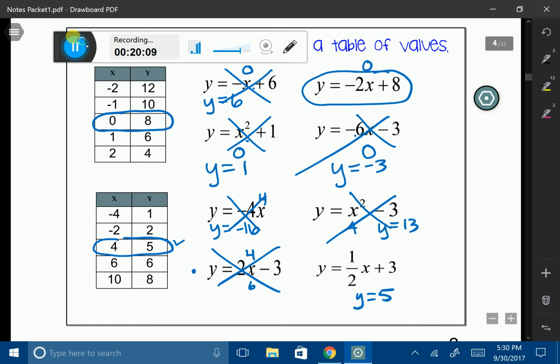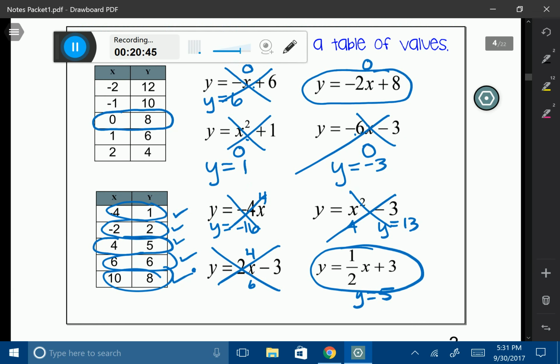Now, let's check another value. Let's check -2 and 2. So 1/2 of -2, that's going to give me -1. And if I add 3 to that, that's also going to give me 2. So that point works as well. -4, well, 1/2 of -4, that's going to be -2, plus 3 is going to give me 1, so that value works as well. You can see where we're going with this. Let's do the 6 and 6. 1/2 of 6 is 3, plus 3 is 6, that works. And the last one, 1/2 of 10, well, that's 5, plus 3 is going to give me 8. So all of my values work. So you can see that my last function is the function that goes along with this table of values.